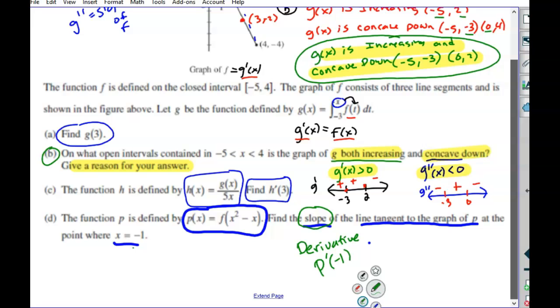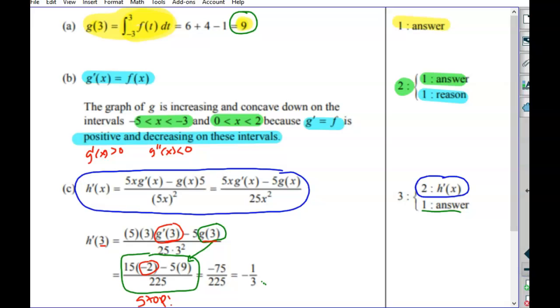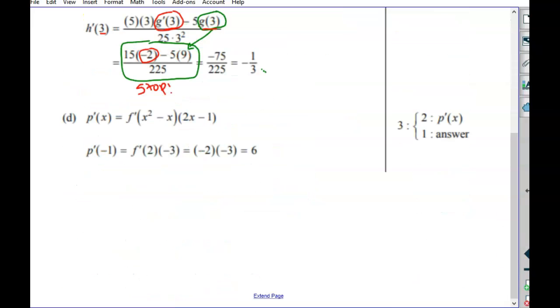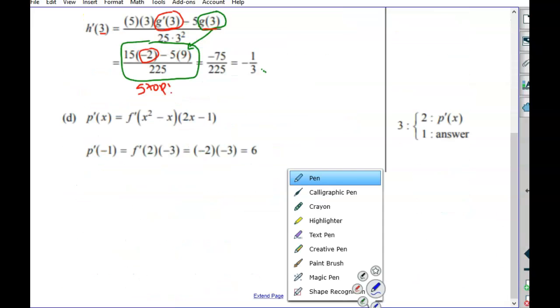So really, this is asking almost the same thing part C asks. It's a different function, different number, but it's saying find the derivative at -1. And that's the slope of the tangent line. So notice we have an inside-outside function. This is testing the chain rule. Let's look at, this was a 3-point problem as well.